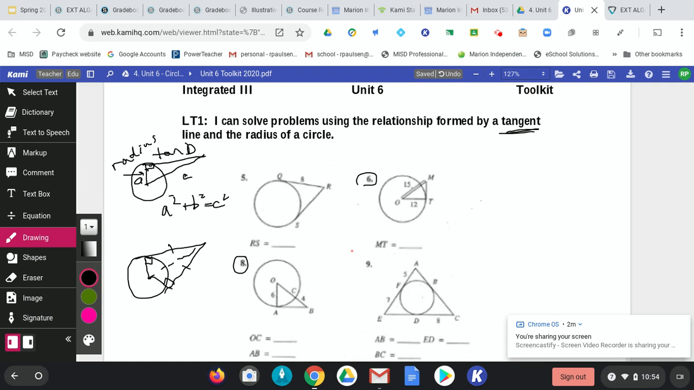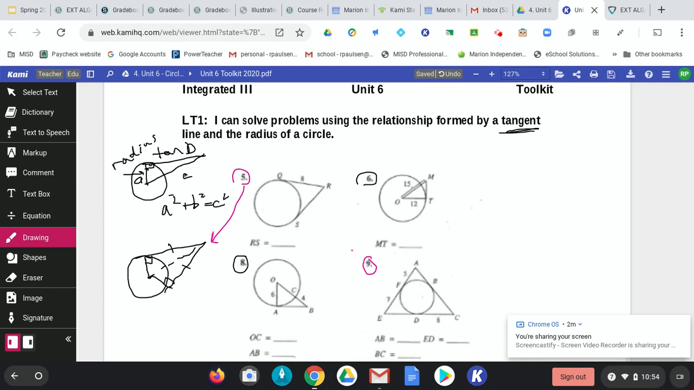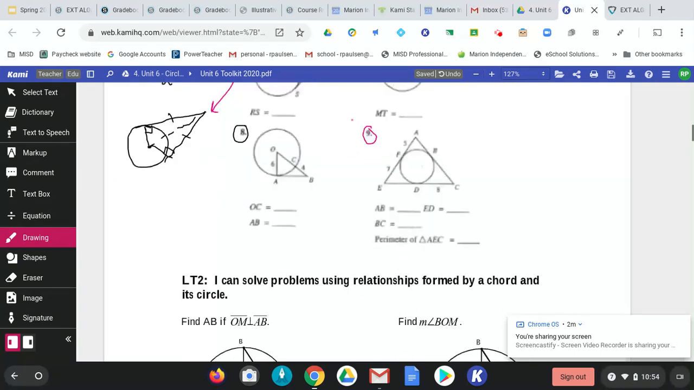And so for these, we'll change the color here, number 9 and number 5 both relate to that concept and being able to set those up. And both of these will be on your quiz tomorrow. So those are your two tangent concepts that are going to be used throughout.